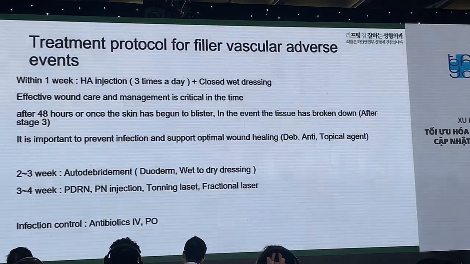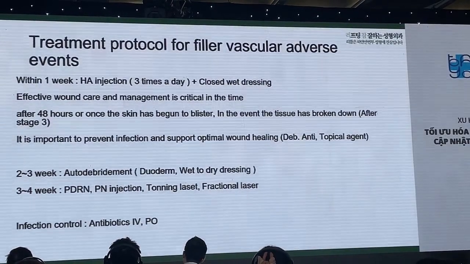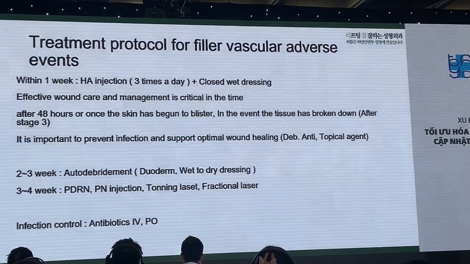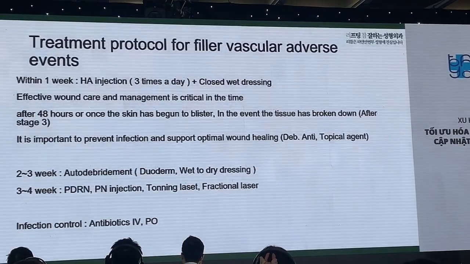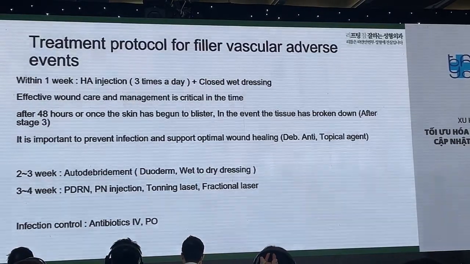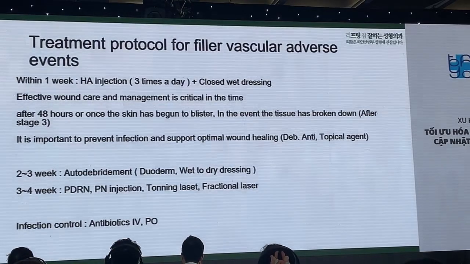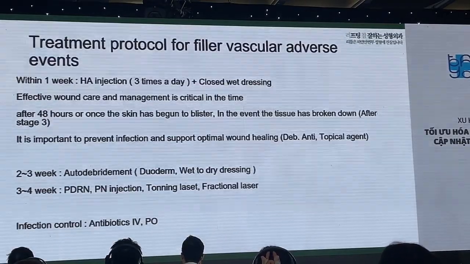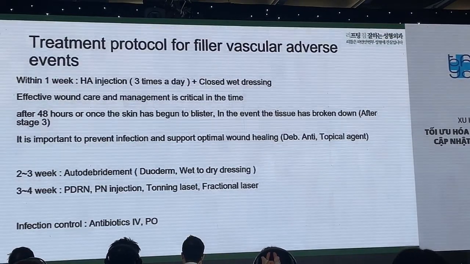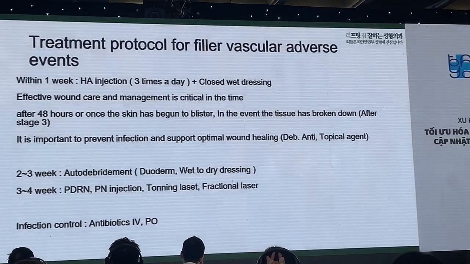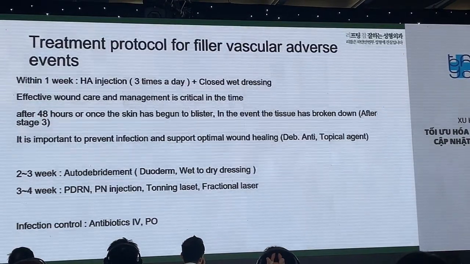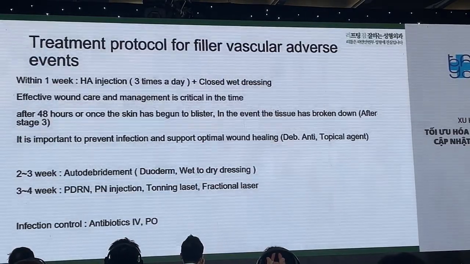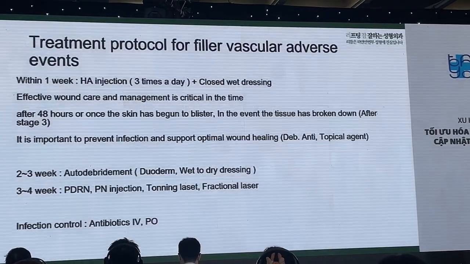In the second and third weeks, you can do wet-to-dry dressing to promote autolytic debridement. Avoid aggressive surgical debridement at this stage. It can worsen tissue damage and delay epithelialization. By the third and fourth week, you can start PDRN or PN injection and perform toning or fractional laser treatment to prevent post-inflammatory hyperpigmentation (PIH) and support regeneration.